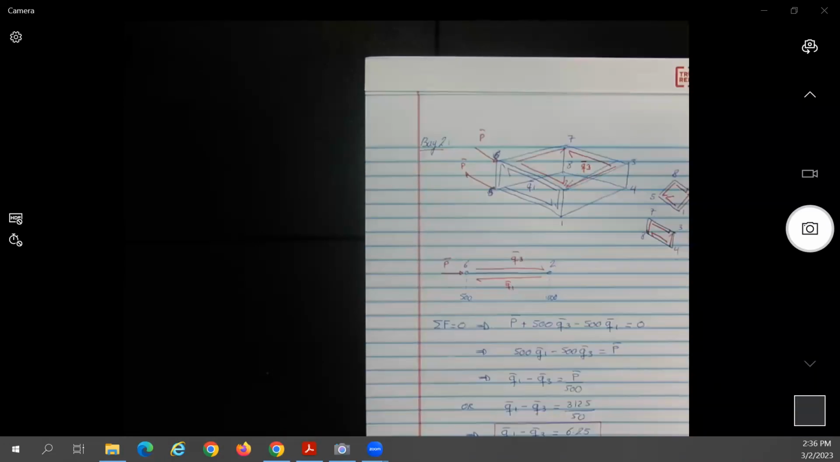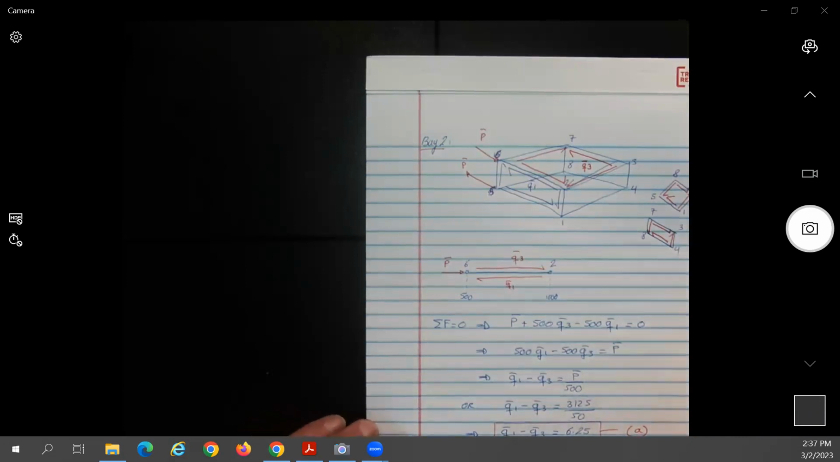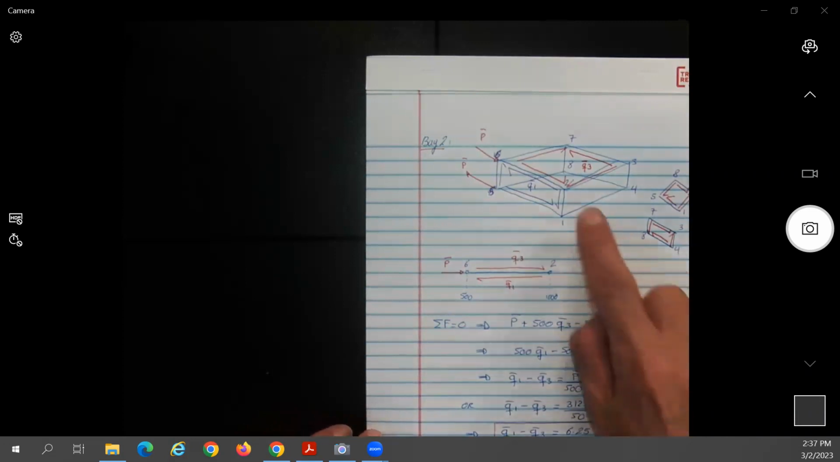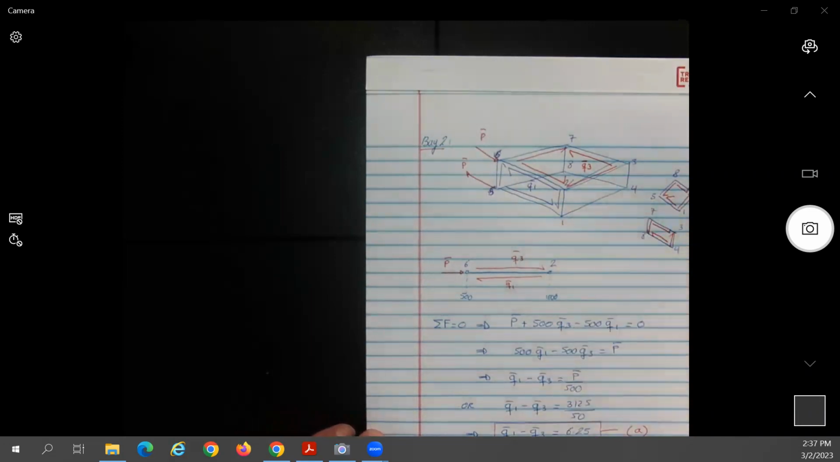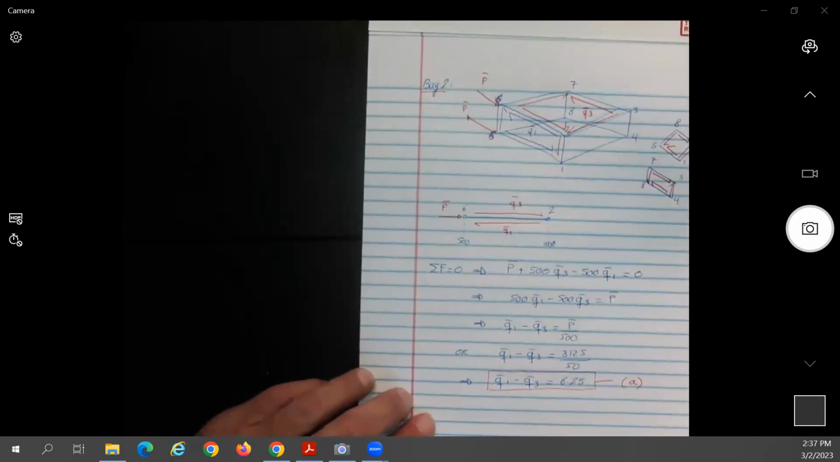Okay, so over here we cannot solve because we have one equation, two unknowns. So what we need to do is find another equation. So let's label this equation here, letter A. And now we need to find another equation that relates Q1 and Q3, no? So this time, what we're going to do is look at this end panel. Okay?